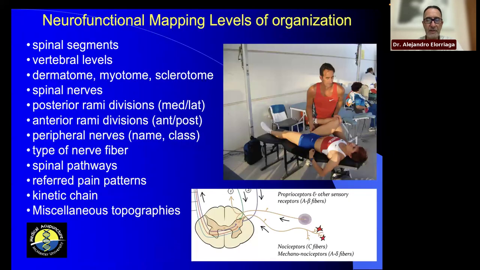So with all this, then, and the study of the neurofunctional levels of organization, you can then navigate the complexities of a clinical presentation where you're going to have to discover what peripheral nerves, what dermatomes, myotomes, sclerotomes are involved, what territories, and for that you have to track these nerves, starting from the area of the symptom, but also evaluating the whole kinetic chain, that sometimes you're going to find things away from the symptom area.